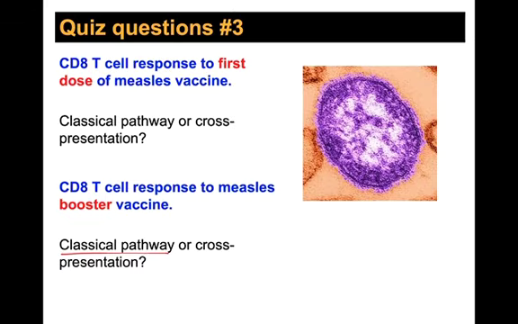Okay, now I know that those last questions were a little bit more vague because I'm trying to get you to think about when you would need classical presentation versus cross-presentation. In the first dose, to start it, you need cross-presentation. If I frame that question a little better, I can make it clear that it's just cross-presentation. But in a booster situation, it's all just classical pathway, so you don't need cross-presentation.